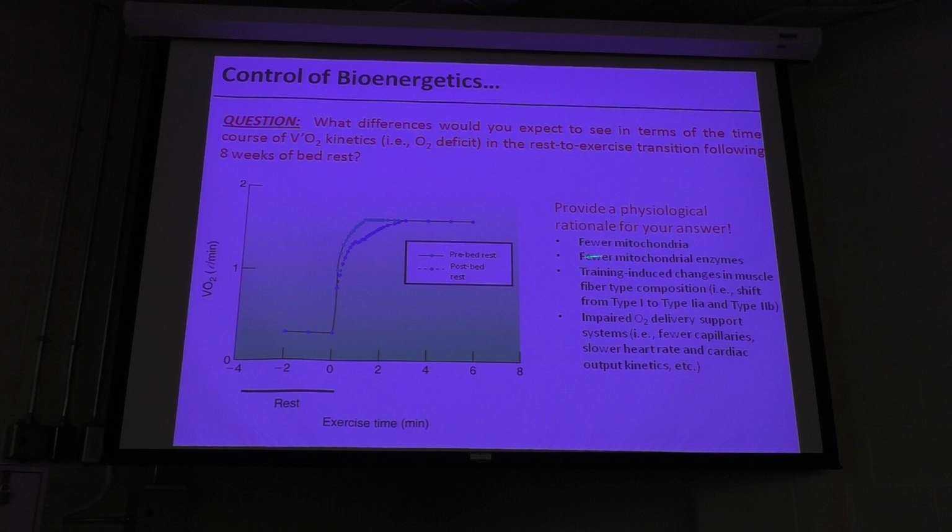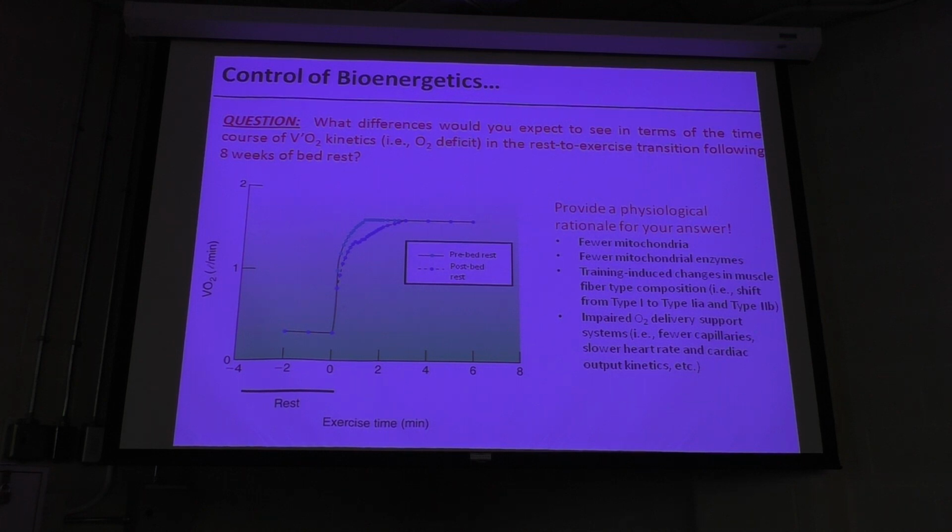changes in training-induced muscle fiber type composition. So you move from a more aerobic, oxidative fiber type. Again, these slides will be posted after lecture. You move from a type 1 predominant muscle fiber to a type 2A and 2X predominant muscle fiber. One's more oxidative, one's more glycolytic. One's more fatigue resistant, one's more fatigable.